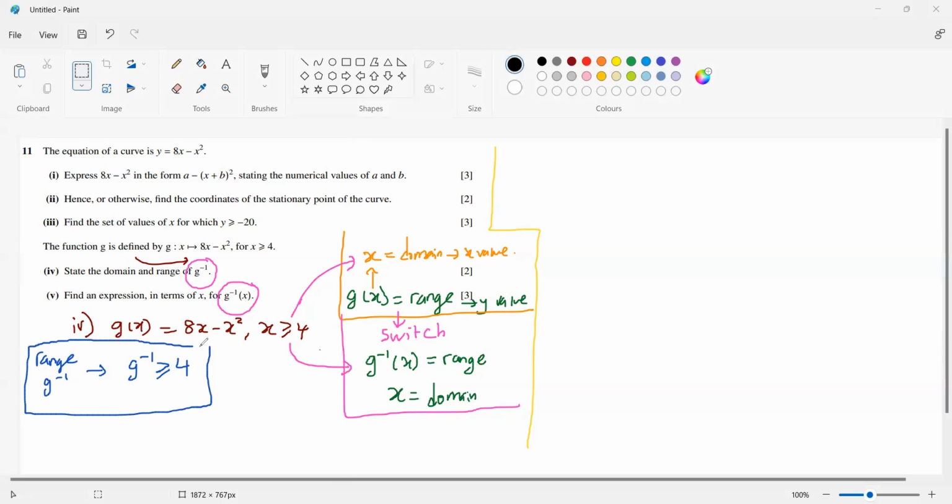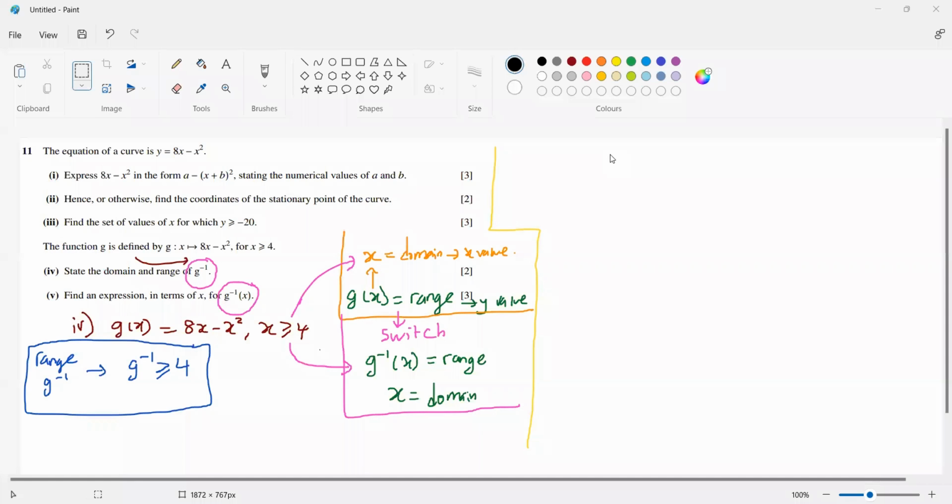So a bit of a neat trick there. Now please take note, g negative 1 is bigger equals to 4. Okay, so if we have g negative 1 bigger equals to 4, that's the range. Now how about the domain part? Okay, let's do that part, please.